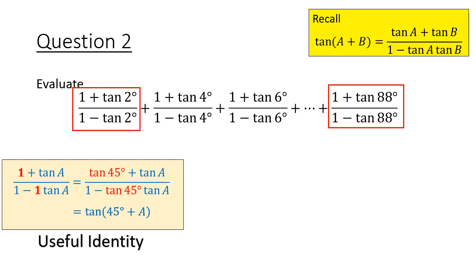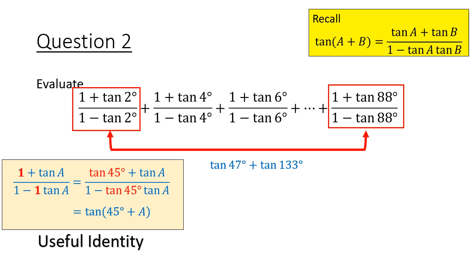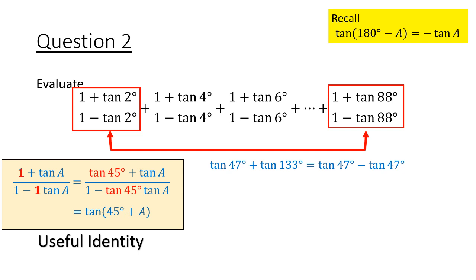So if we look at the first term and the last term, we can convert them using the identity into tangent 47 degrees and tangent 133 degrees respectively. And we're going to choose this pair to add together. Now we use the second quadrant formula that states that tangent of 180 degrees minus A equals negative tangent A. This converts tangent 133 degrees into negative tangent of its basic angle, 47 degrees. And this will cancel out to give us 0.